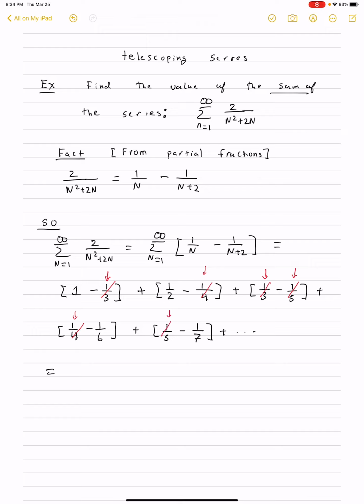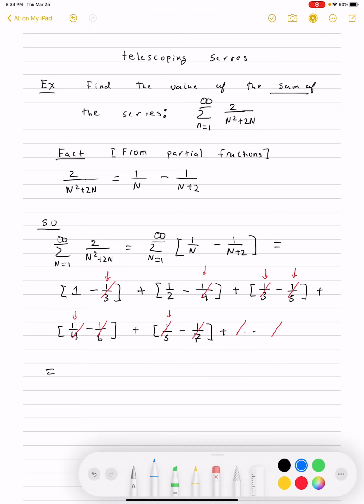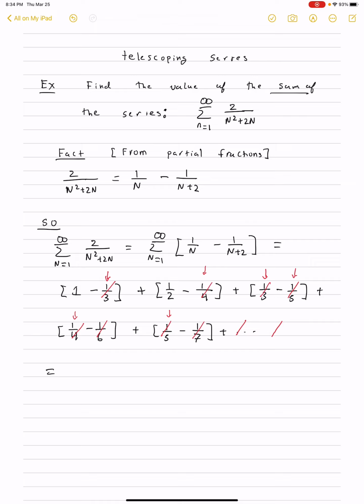If we think very deeply about this problem, this 1/6 will cancel with a future 1/6 over here. This 1/7 will cancel with a future 1/7 over here. And all the terms cancel, and what I'm going to be left with at the end of the day is 1 plus 1/2, the first two terms. So the sum of this series is 3/2, and we're done.